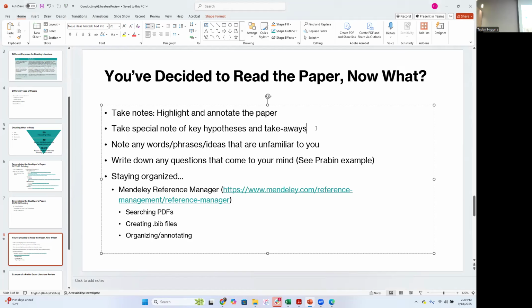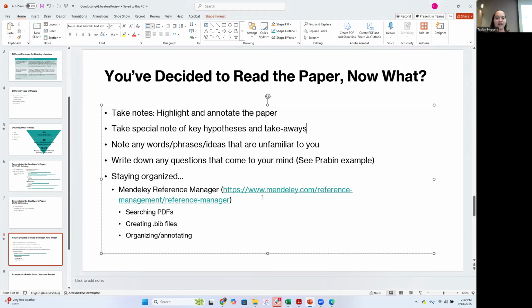Okay, so I take really, really tight note of the key hypothesis and or takeaway. We've already talked about highlighting the important information or words or phrases that are unfamiliar to you. And then, like I said, this is one way you can stay organized, actually printing them out, putting them in piles, playing around with them, moving those piles around, resorting while you're writing your literature review. Or you can use a more digital solution.